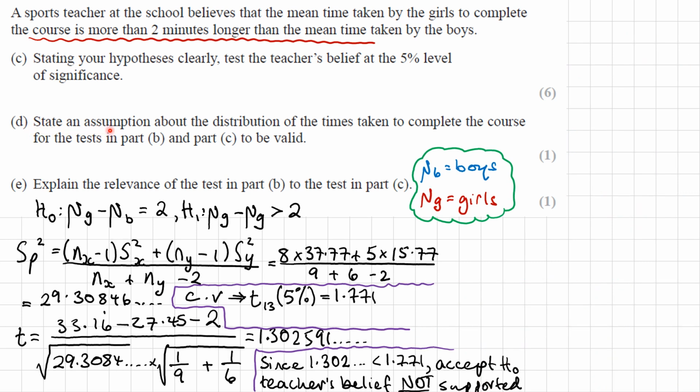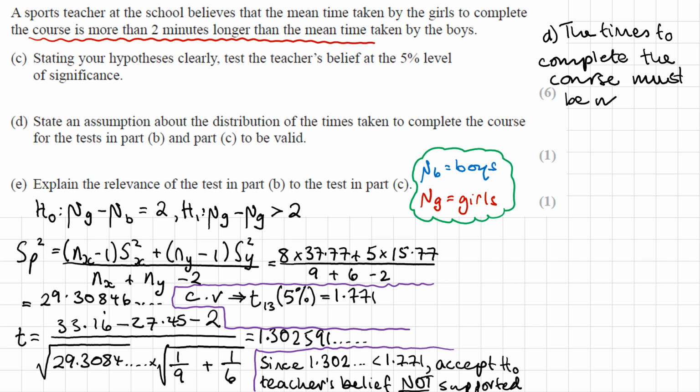Part D, state an assumption about the distribution of the times taken to complete the course for the tests in Part B and C to be valid. Well, basically, the times to complete the course must be normally distributed for the test that we did in Part B and C to be valid.